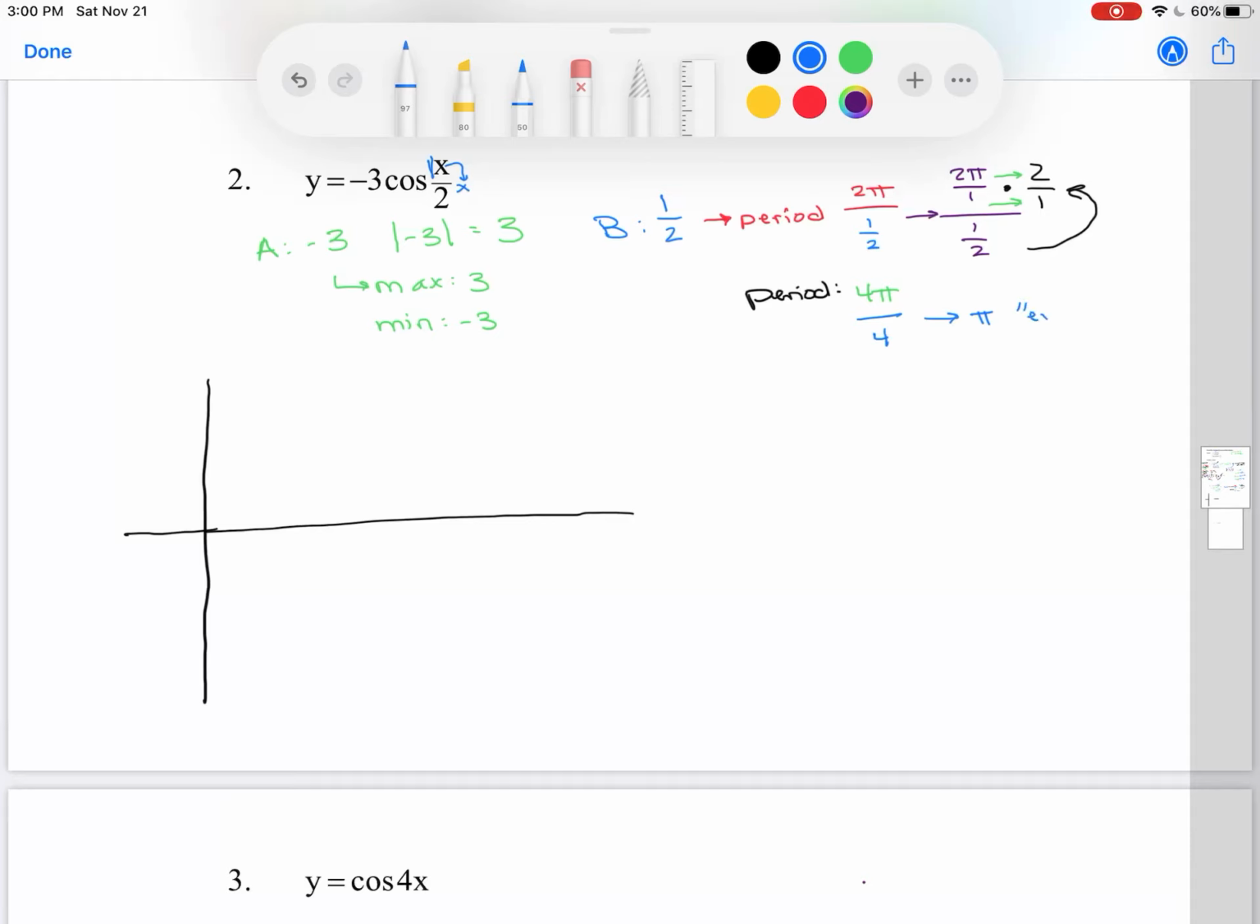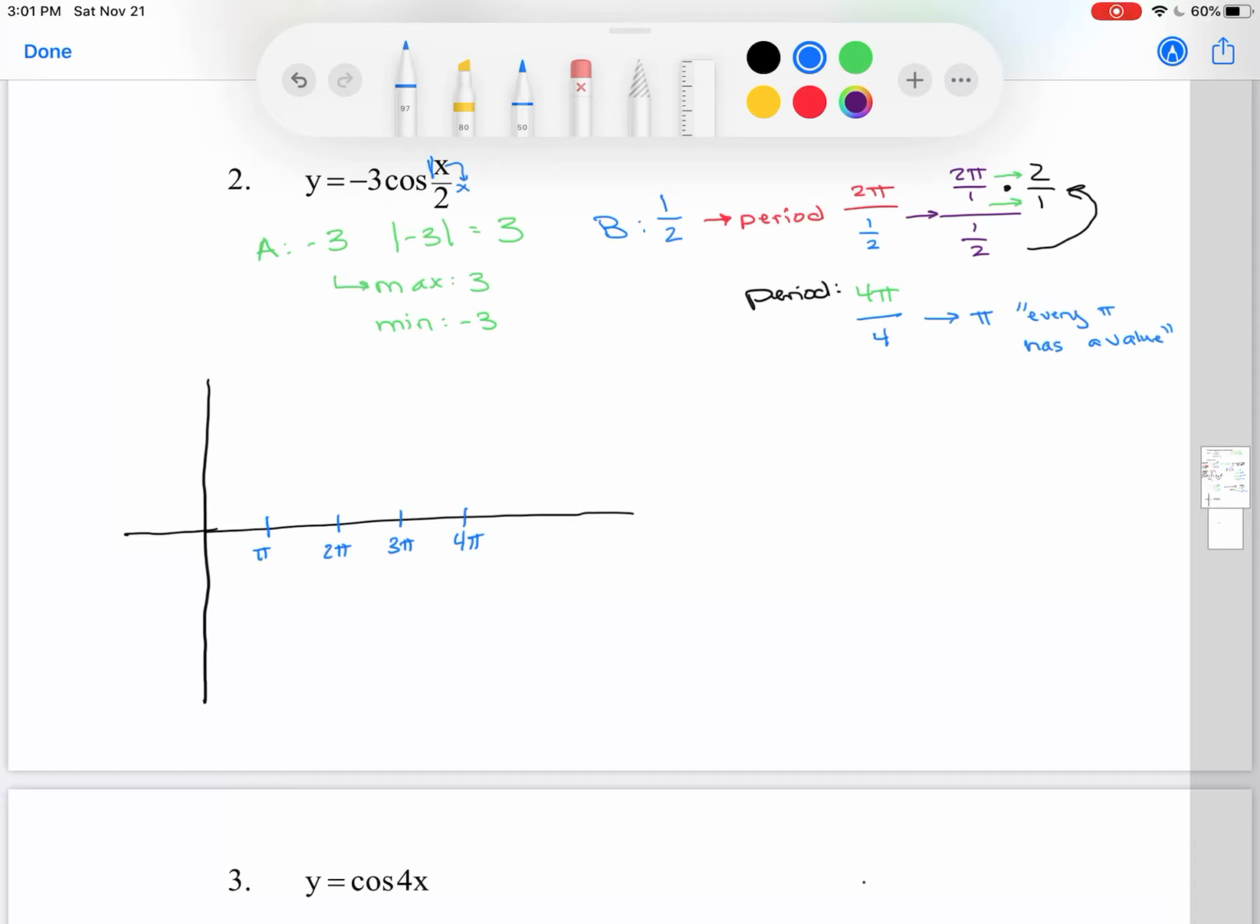I'm going to take my period that was 4 pi. Going to do that trick that says I'm going to divide it by 4 so that I can find nice 4 numbers on my graph. And that tells me I want it to occur every pi values. So every pi has a value on my graph for x.